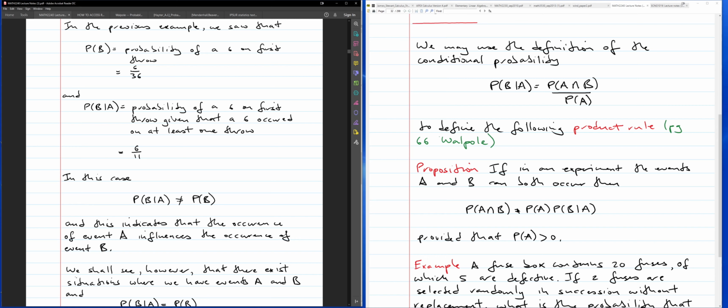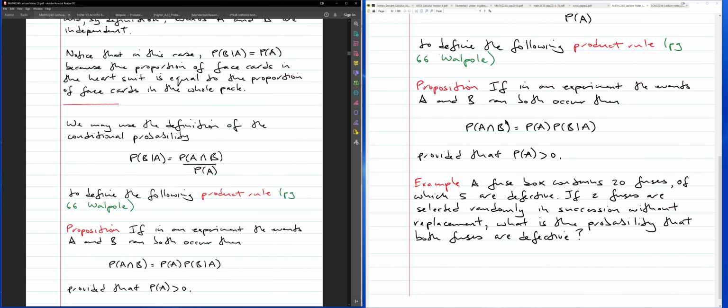This is called the product rule. To get the probability of A intersect B, you take the probability of A and multiply it by the conditional probability of B, given that A has occurred. This comes in pretty handy when we're doing problems with Bayes' theorem and the tree diagrams, so this is fairly useful for us.